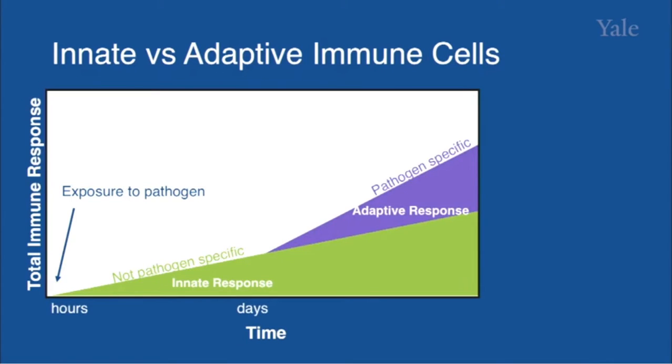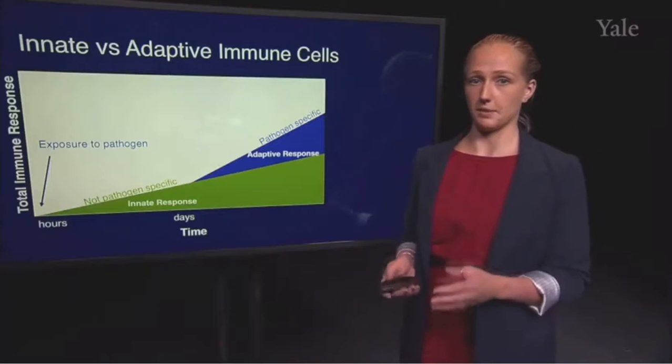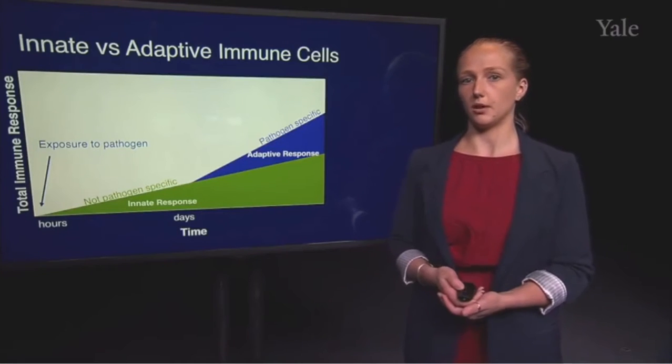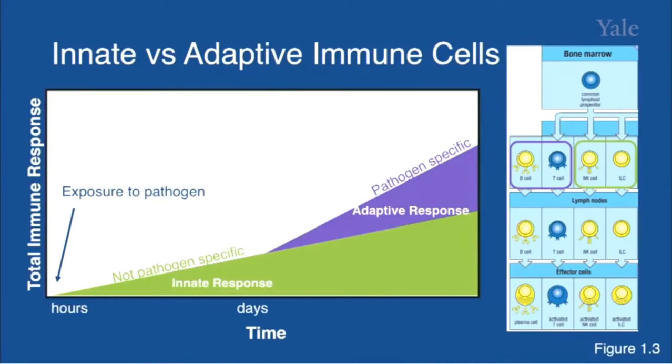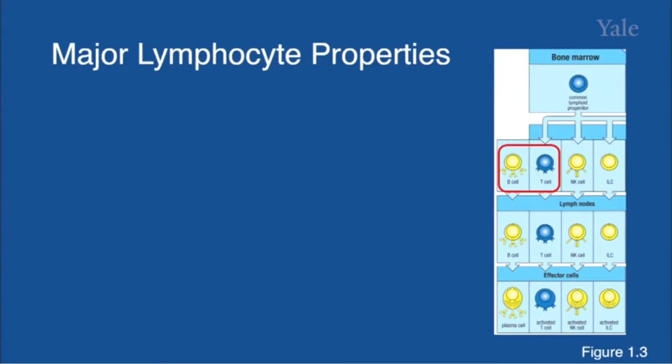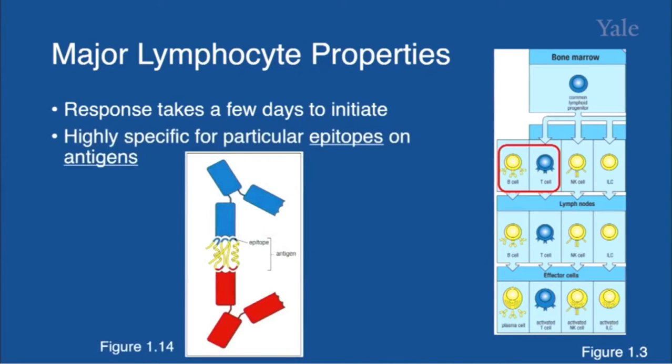Now, this portion of the immune response, the adaptive immune response, is carried out predominantly by two major cell types, our B cells and our T cells, and these are also called our lymphocytes. So a few major lymphocyte properties are that their response takes a few days to initiate, and the major reason for this is because these cells are highly specific for particular epitopes on antigens. And what do I mean by this?